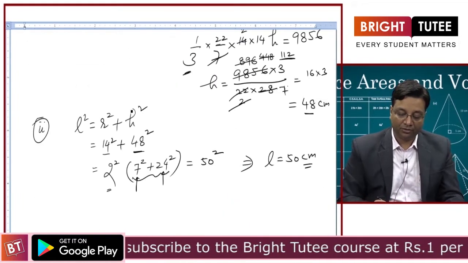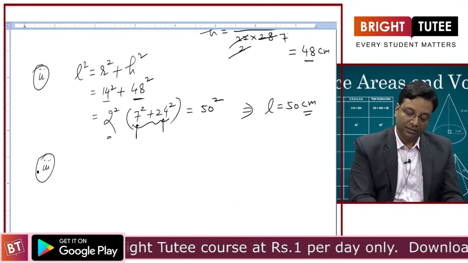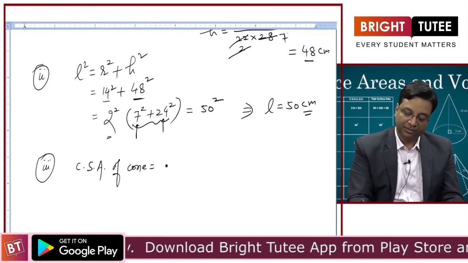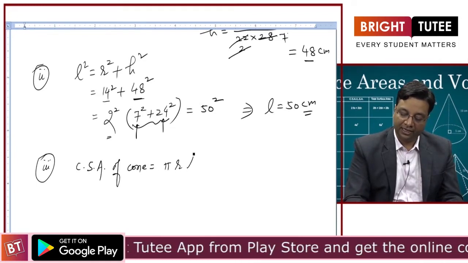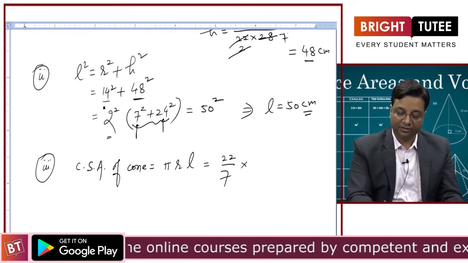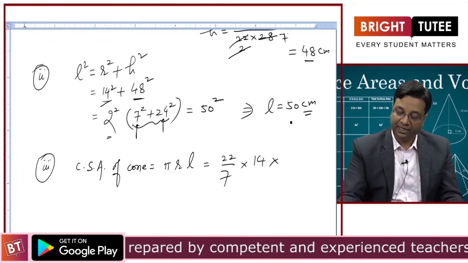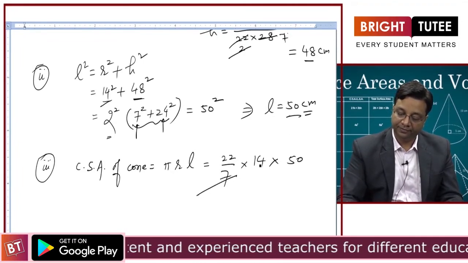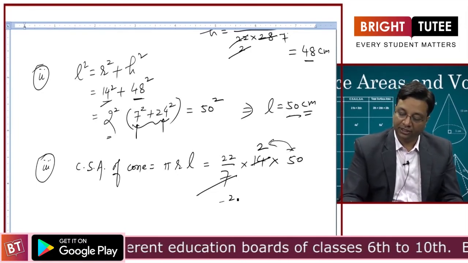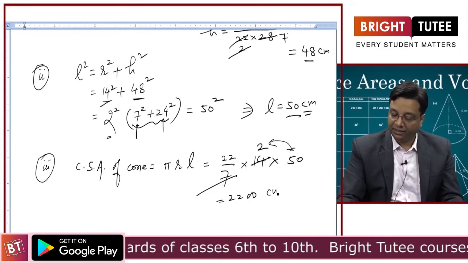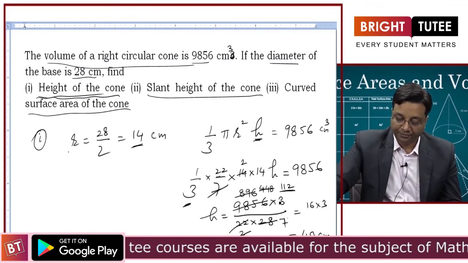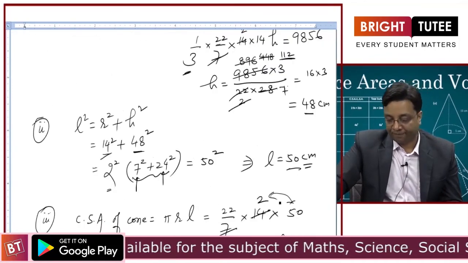Curved surface area of the cone. Curved surface area of the cone is pi r l, right? Pi is 22 by 7, radius is 14, l is 50. So 2 into 50 is 100, so 2200 centimeter square is the curved surface area of this cone, okay.